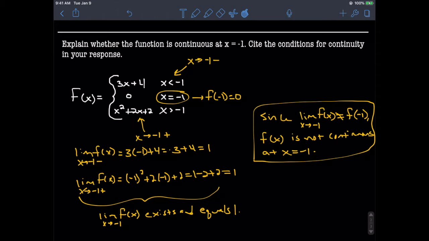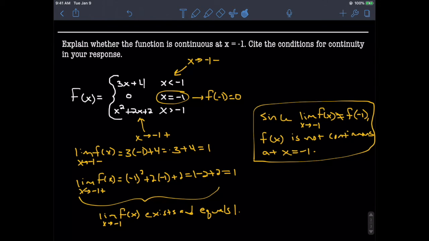So what we're going to have is a removable discontinuity with replacement. So there's going to be a hole in the graph with a dot above or below. And if you're paying attention here, since the value of the function at negative 1 is less than what the limit approaches, we're going to have a dot that's beneath where the curve is. Alright folks, let's wrap this up.